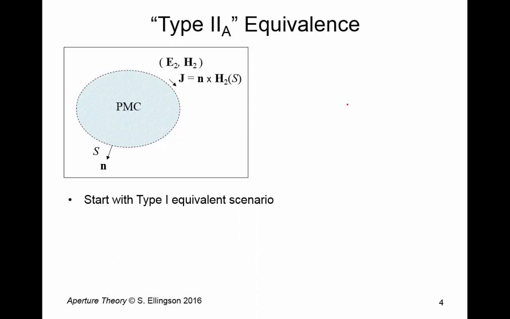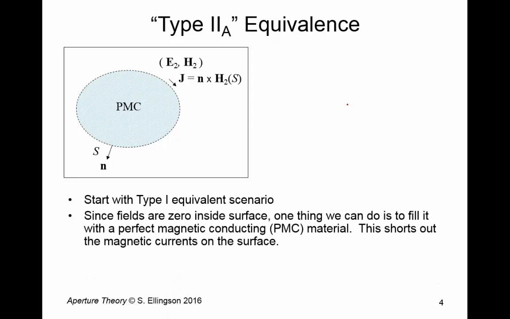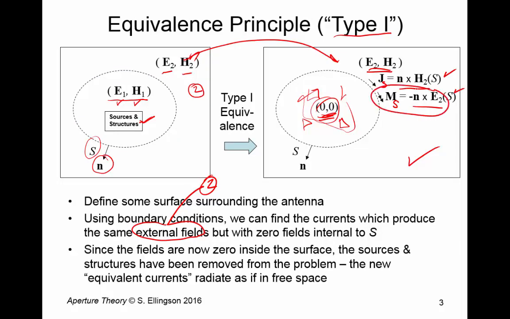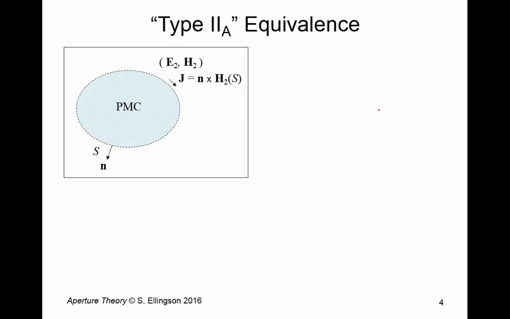So we've started off with the type 1 equivalent scenario. Since the fields are 0 inside the surface, we could do many things here, but one thing we can do is fill it with a perfect magnetic conducting material. And the effect of that is it shorts out the magnetic surface currents. So here we had these magnetic surface currents, but when we add the magnetic conductor, which we're allowed to do with no consequence to the fields out here, the magnetic currents are shorted out.